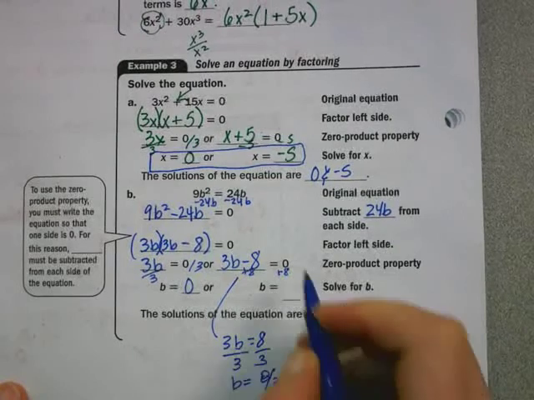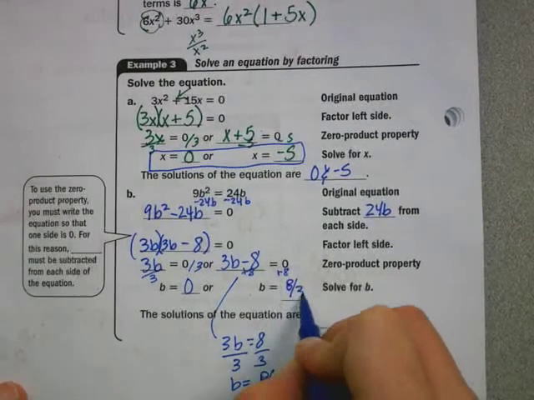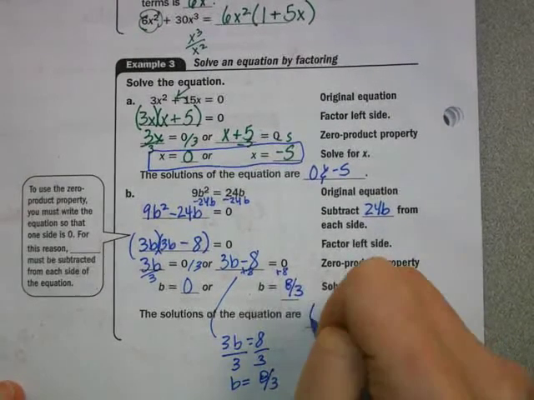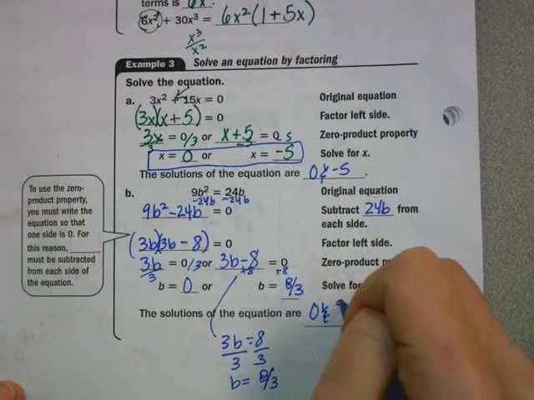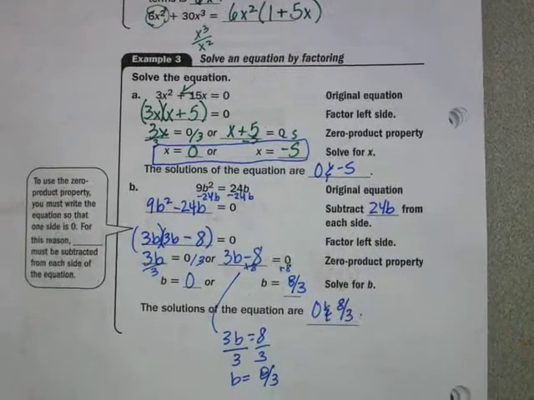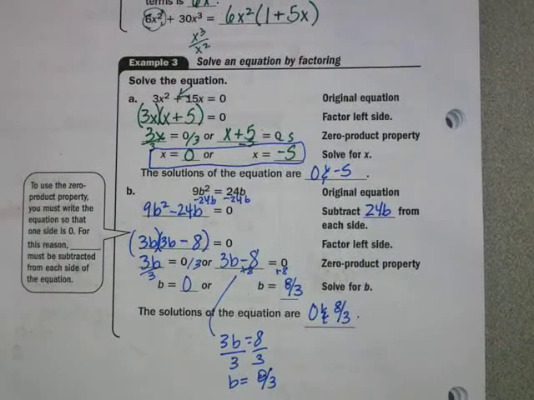So b is 8/3. So my solutions, or my roots, are 0 and 8/3. Each one of those makes my equation end up equaling 0.